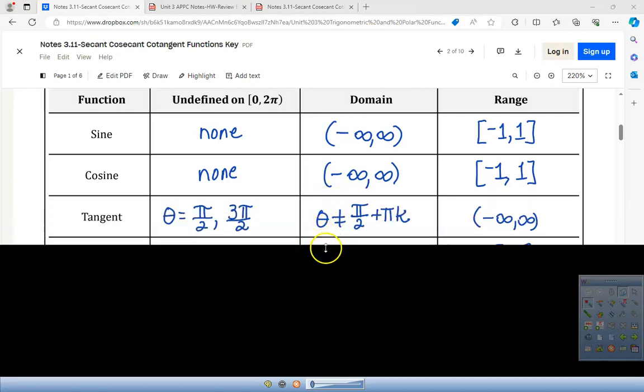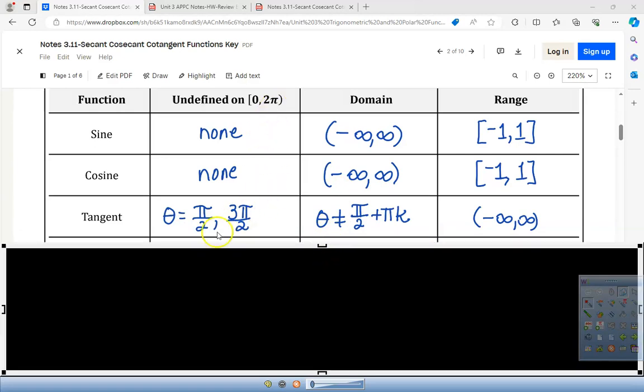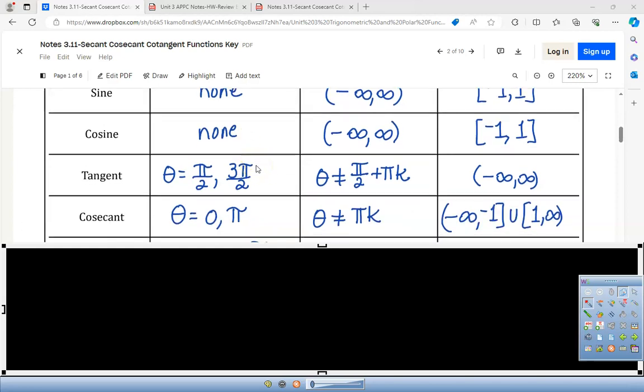Tangent from 0 to 2 pi has two asymptotes, at pi over 2 and 3 pi over 2. And now my domain for tangent was everywhere there's an asymptote, I don't exist. So I take my first asymptote, and I add my period times k. But now my range, if you recall, went from negative infinity to infinity forever. So all of these we've seen before. Let's talk about the new guys on the block.